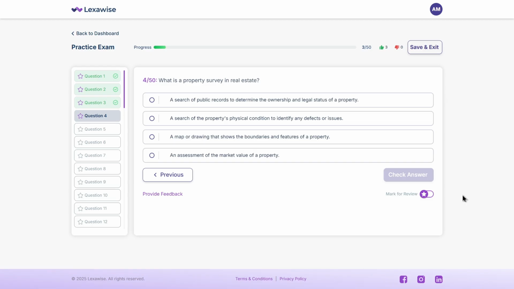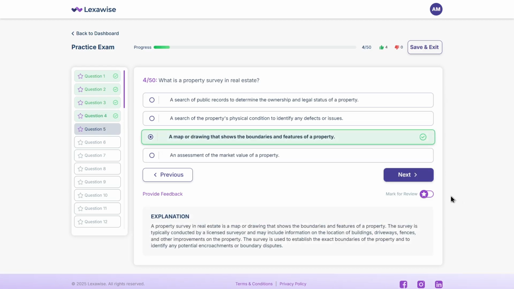The correct answer is C. A map or drawing that shows the boundaries and features of a property. That's because a property survey clearly outlines the legal limits and improvements on the property. It's used to avoid disputes and confirm boundary lines.